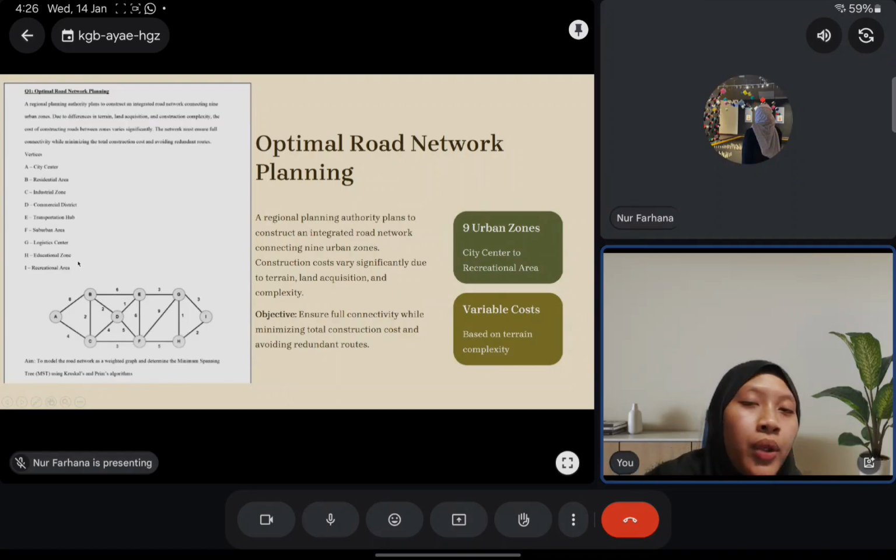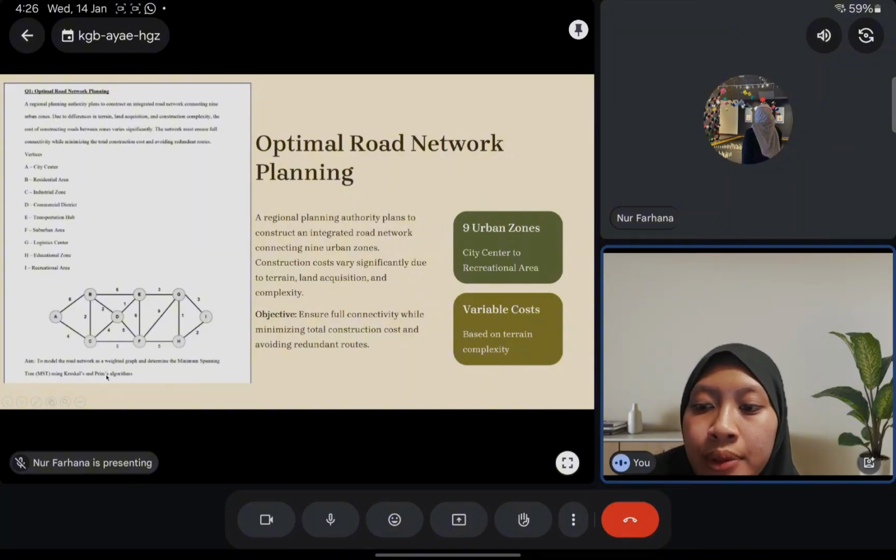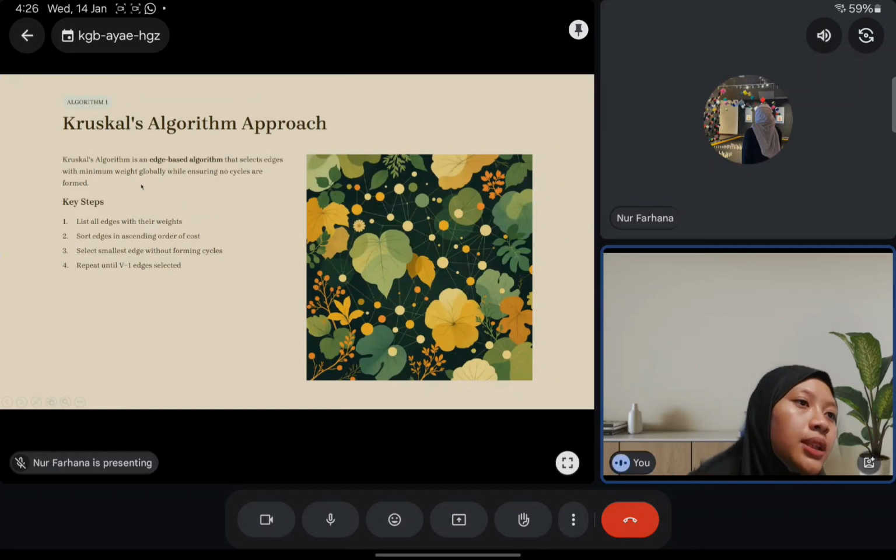We are required to use both Kruskal's algorithm and Prim's algorithm. Today I will be presenting about Kruskal's algorithm, which is an edge-based algorithm that selects edges with minimum weight globally while ensuring no cycles are formed. The key steps are to list all edges with their weights, sort edges in ascending order of cost, select the smallest edge without forming cycles, and repeat until V minus 1 edges are selected.